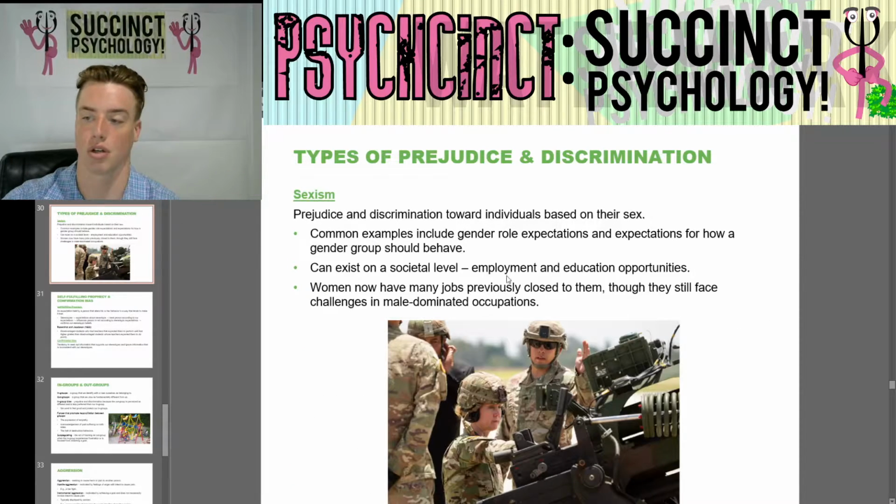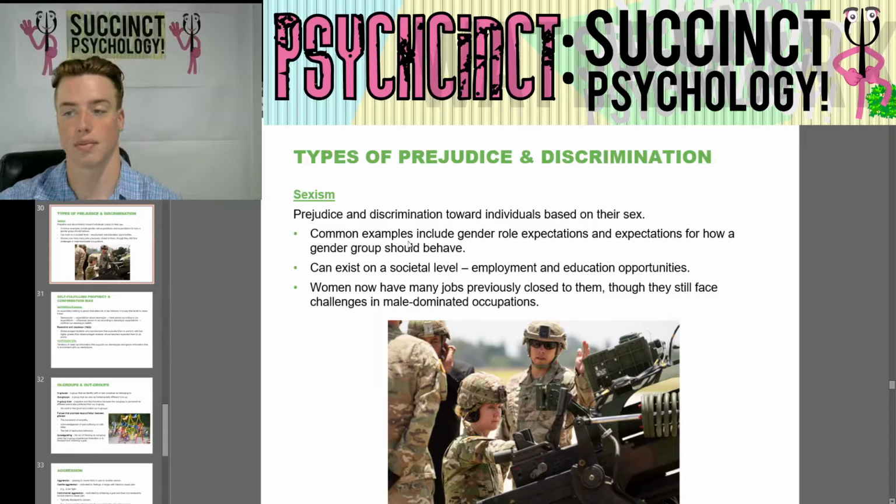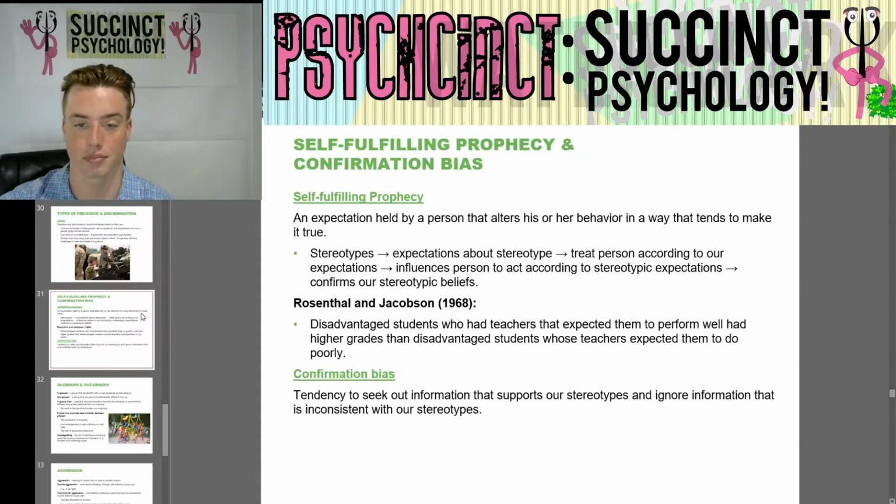So going further into detail, we have sexism. It is the prejudice and discrimination toward individuals based on their sex. Common examples include gender role expectations and expectations for how a gender group should behave. On a societal level, it affects employment and education opportunities. Women now have many jobs previously closed to them, though they still face challenges in male-dominated occupations. So you can see right here, this woman is serving in the military, previously couldn't, but she's probably facing a lot of challenges being in that male-dominated field.